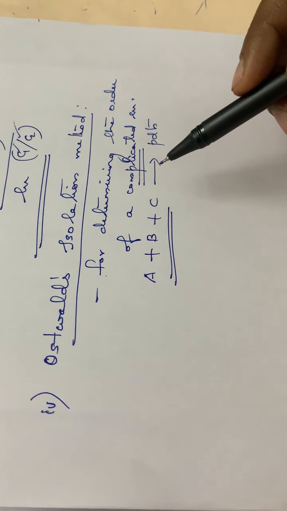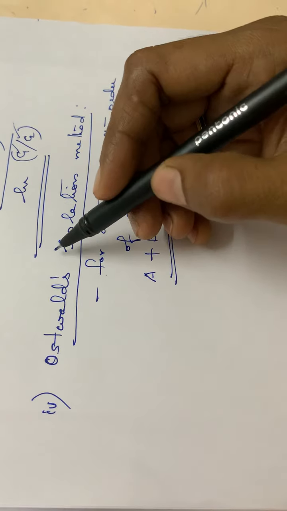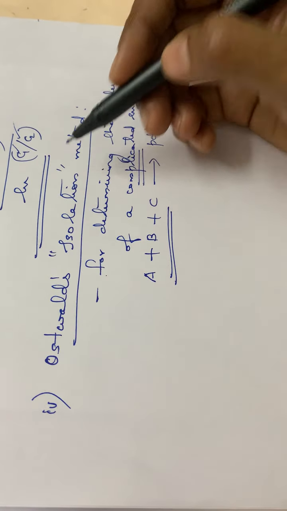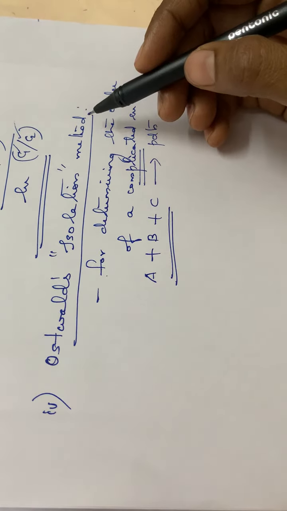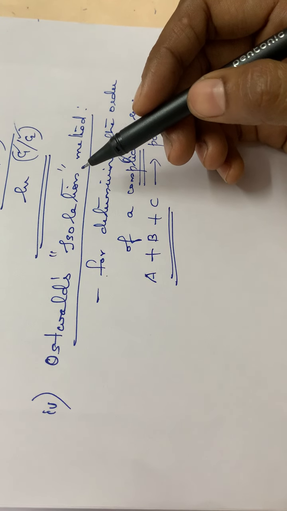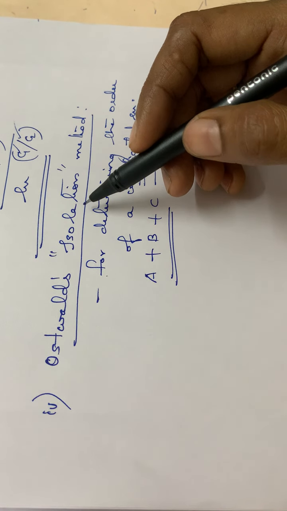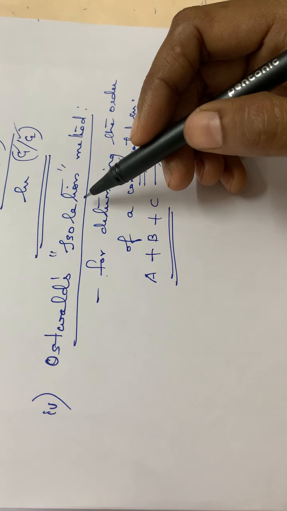And also, in the term itself, one isolation is there, isn't it? In the method itself, the isolation term is there. So isolation means we are isolating one of the reactants.